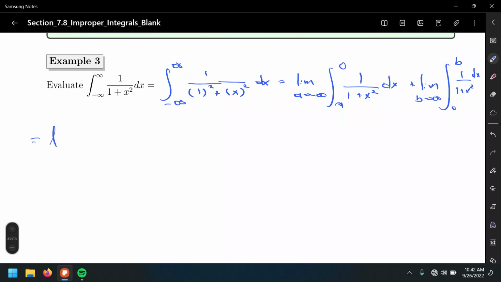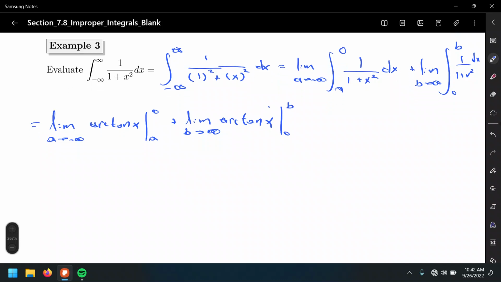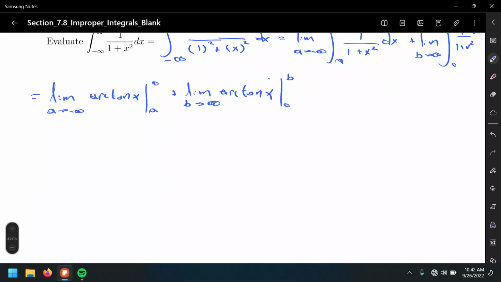Both integrals are going to give us the arctan in this case. So that's going to be limit a approaches negative infinity of arctan x from a to 0, plus limit b approaches infinity of arctan x evaluated from 0 to b. Let's compute these two limits. Actually, we don't need to do it one at a time. We can do both at the same time. Upper limit minus lower limit.